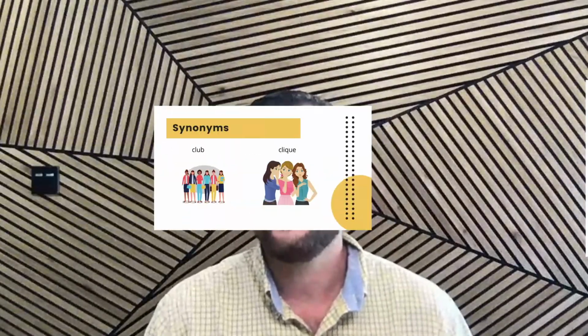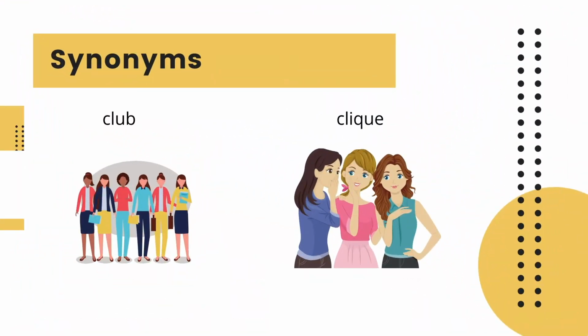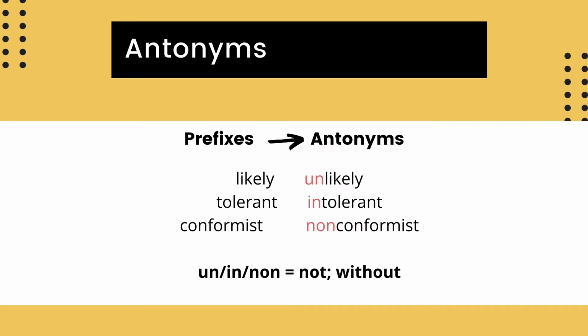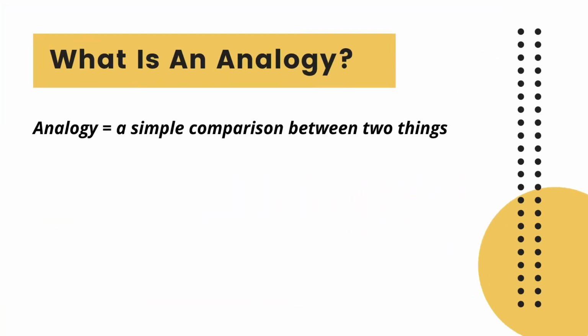Synonyms, antonyms, analogies, know all that. Synonyms are words with similar meanings. Antonyms are words with opposite meanings. Analogies are simple comparisons between two things. A lot of this stuff we've learned in high school, so it's just revisiting it. That's going to be everything on the writing section.